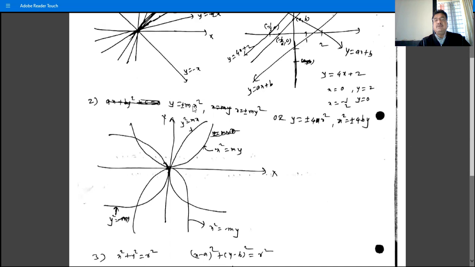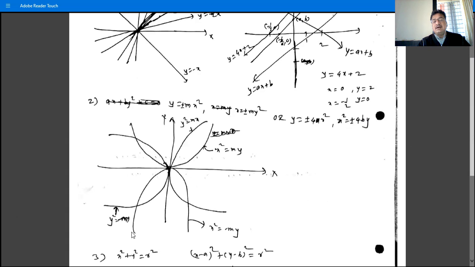parabola, y is equal to mx square. So if x square is there, then the parabola is around the y-axis. That is, if x square is there, then x square is equal to my, or y is equal to mx square. x square is equal to my, or x square is equal to plus or minus 4by. So this is x square is equal to my.